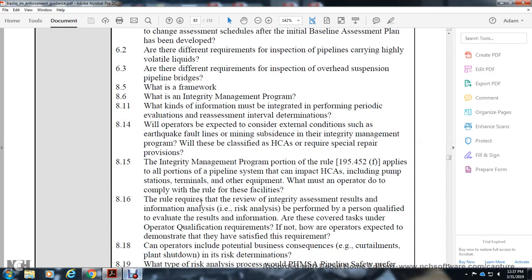The company wants the operator to comply with the rule facility. 8-16: Rule requirement, the rule integrity review. The integrity result of the information should be in the form of a person qualified, with the result of the information covering the task operator qualification requirements. If not, how do the operators expect the exemption for the satisfied requirements?